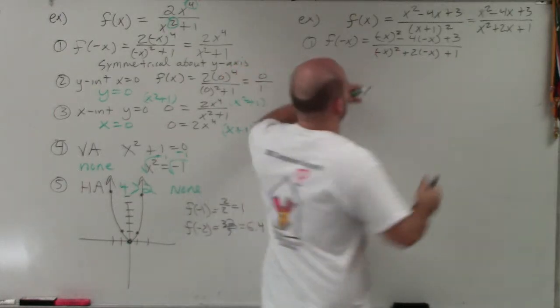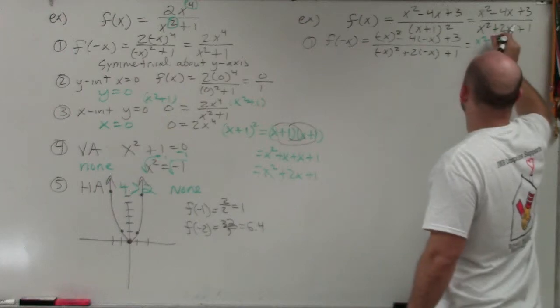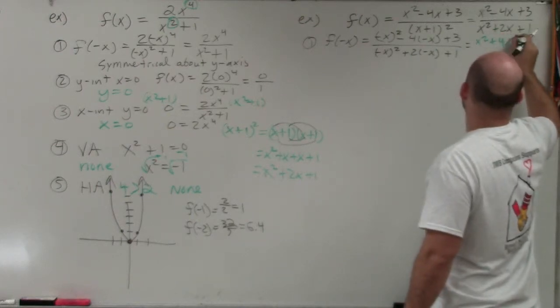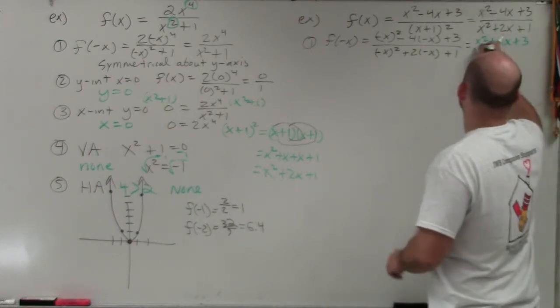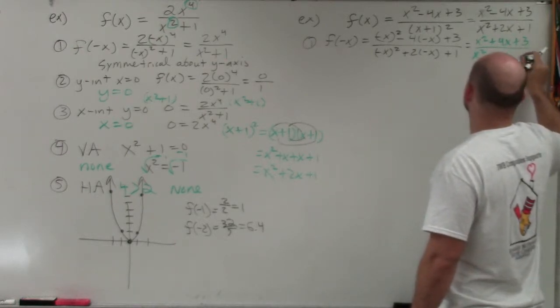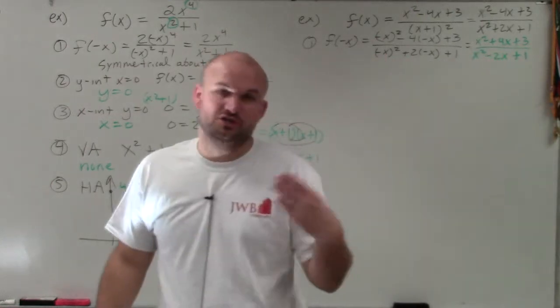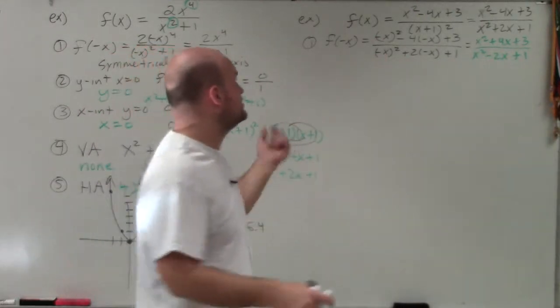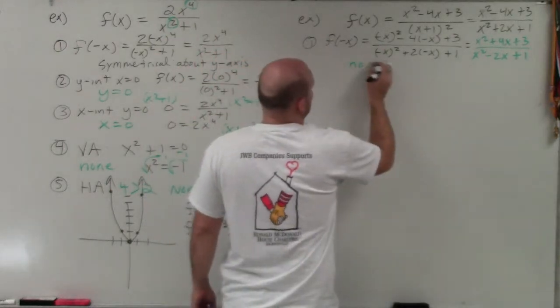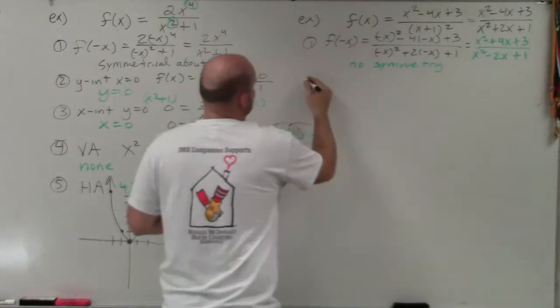OK, so what we get here is positive x squared plus 4x plus 3 divided by x squared minus 2x plus 1. Well, you can see that this is not the exact same function, nor is it a negation of every single value. So there's actually no symmetry. So we really didn't need to do that. Well, it's helpful, but it was not necessary.